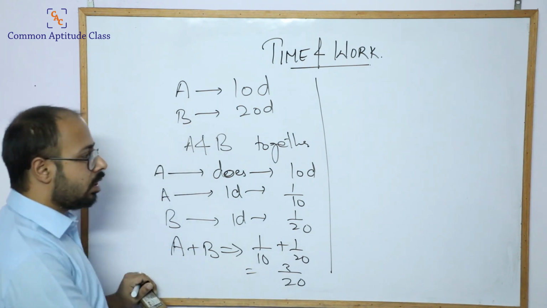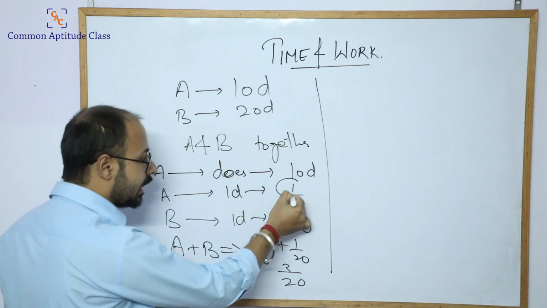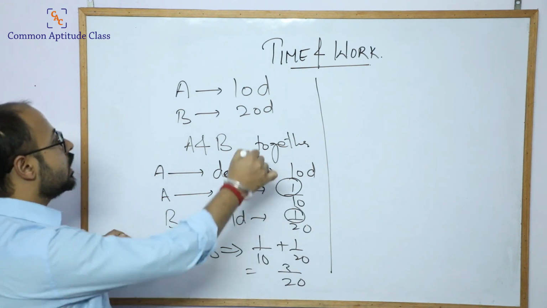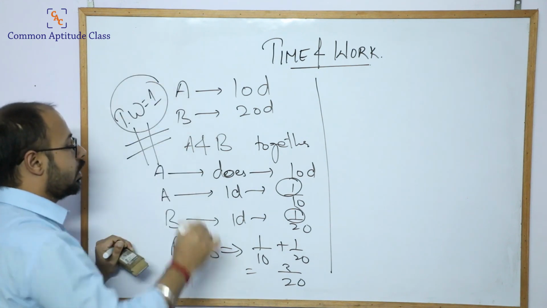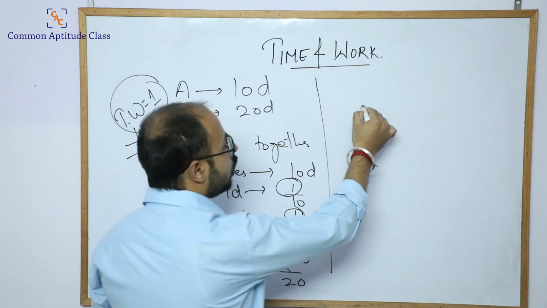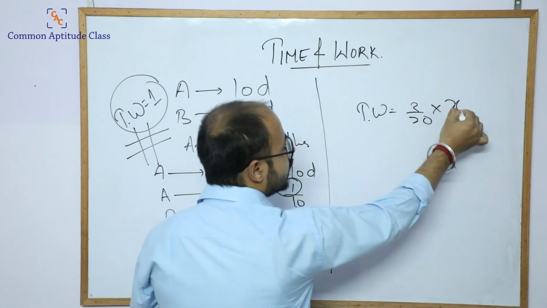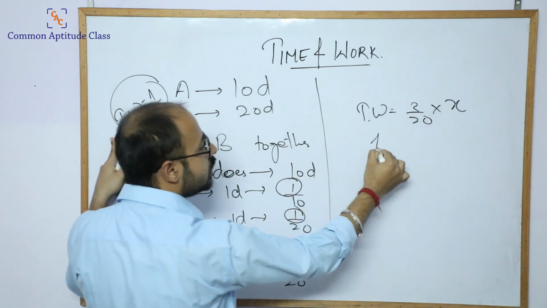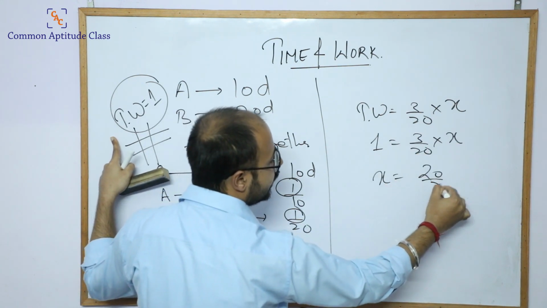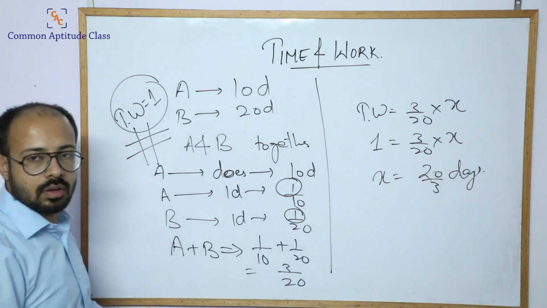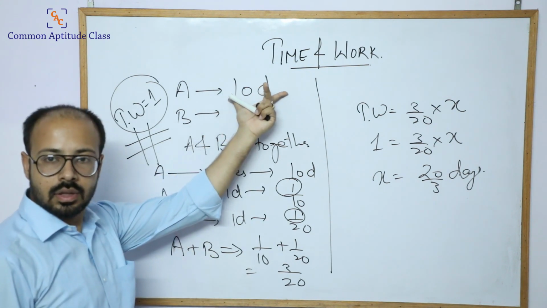Now, 1 day work by A and B is 3 by 20. Total work done we assumed 1, that is why this is 1 by 10 and 1 by 20. So, in this case, the total work done we considered it as 1 unit. The formula simply states total work done is equal to per day work, that is 3 by 20, into number of days x. What is the total work done? 1. So 1 is equal to 3 by 20 into x. X is equal to 20 by 3 days if they work together. This is the way where we can solve by reciprocating it.